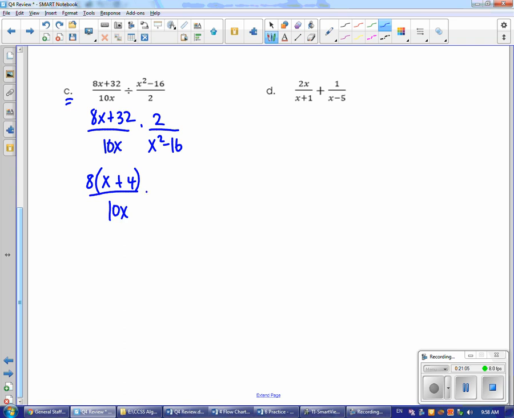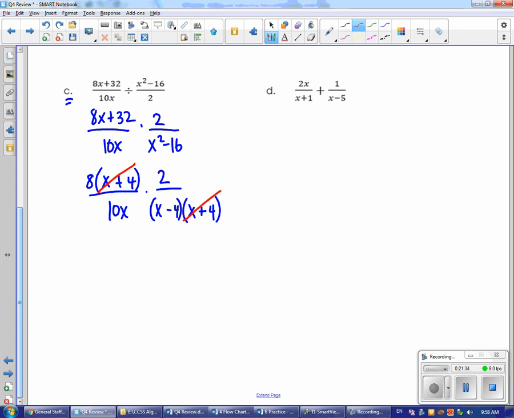In the second fraction, the 2 will stay in the numerator, but that denominator, again, is the difference of squares pattern. x squared and 16 are both perfect squares. The square root of x squared is x. The square root of 16 is 4. So I'm going to have an x minus 4 and an x plus 4 as the factors. And again, because everything is now written as multiplication, anything in the numerator can cancel with anything in the denominator. So my x plus 4 quantities will cancel.